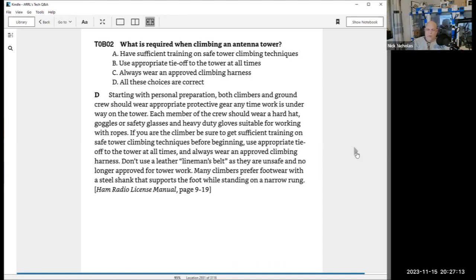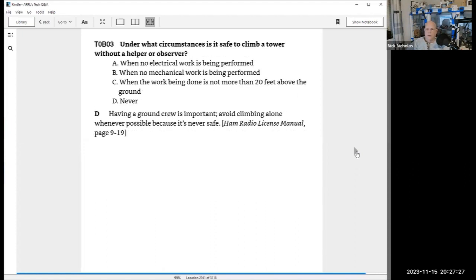Back when I was a young apprentice and a young electrician, if you fell, a climbing belt would save your life and break your back. A climbing harness will not break your back. You might not survive depending on where your back broke, even though it would stop you from falling to the ground. Under what circumstances is it safe to climb a tower without a helper or observer? That is never. In fact, generally speaking, the rule of thumb is you should have two.